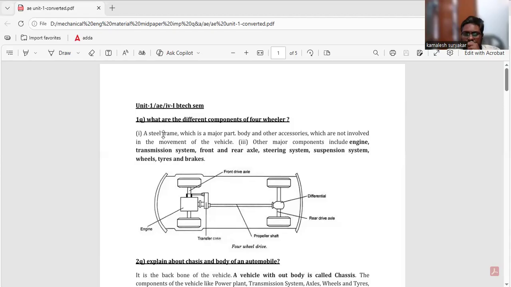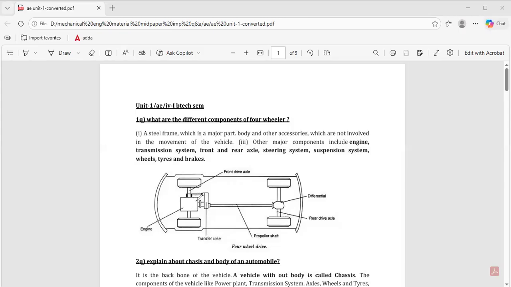First one, a steel frame, which is a major part of the body, which we are going to sit inside, and other major components are involved with the engine. The engine transmission system is there. In the engine transmission system, the engine is generating the power. You can see here the front wheel axle system and rear wheel axle system. So the two wheels right and left of the front wheel system, and right and left of the back wheel systems, the rear wheel systems, are there.